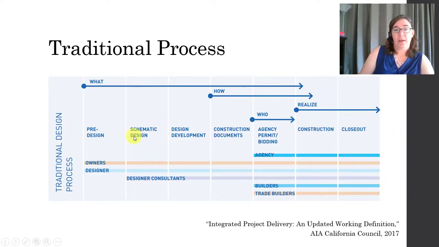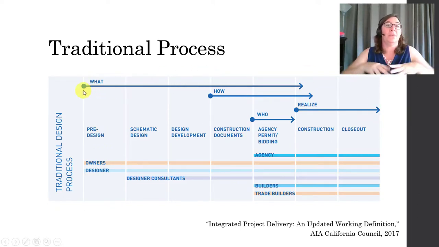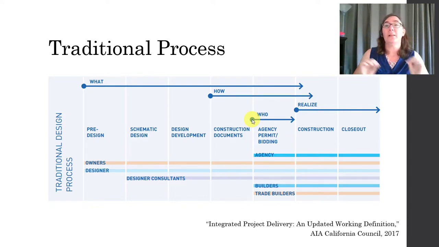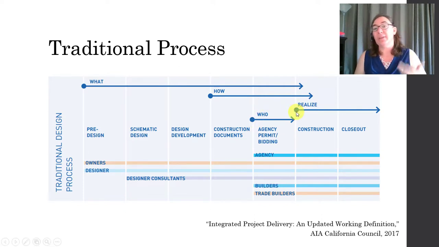So right here we have the design phases. In these beginning phases, you are, as a designer, determining what is going to be built. And then starting with the construction document phase, you're determining how it will be built. With the permitting and the bidding phase, you are determining who will build it. And finally, the design will be realized in this construction phase.